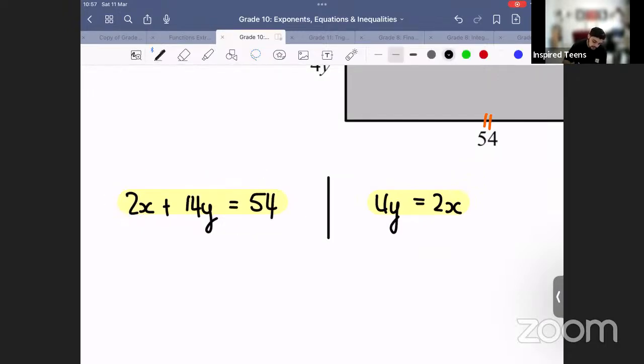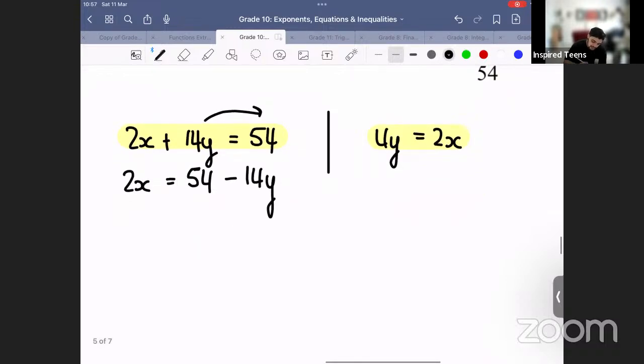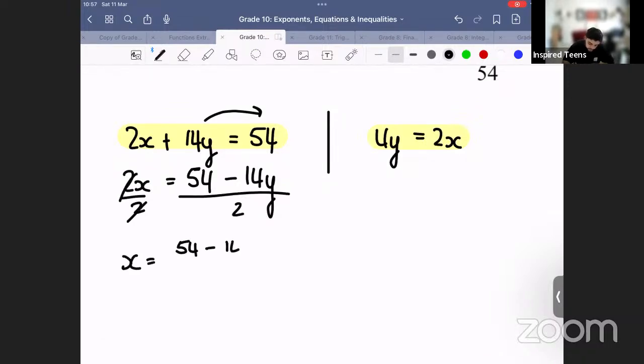Okay, let's leave x alone. So I'm going to have 2x is equal to, I take the 14y over, I'm going to get 54 minus 14y. Then in order to leave this x alone, I'm going to have to divide both sides by 2. So I'm going to have x is equal to (54 minus 14y) over 2. And I can simplify this if I want, but at the end of the day, this is what it is. So it's a bit complicated.